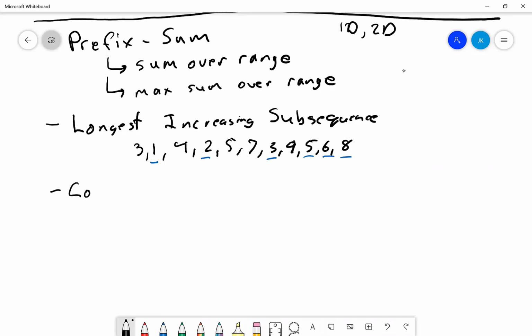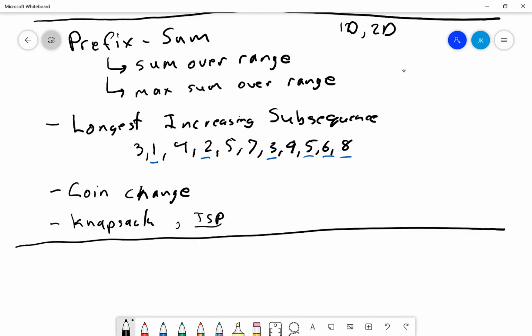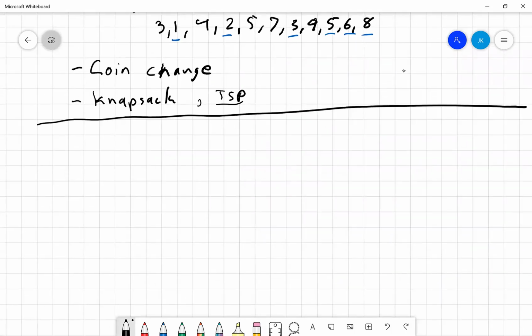We talked about coin change when we talked about greedy problems, but the more general form of coin change is a dynamic programming problem. And then there are versions of the knapsack problem, which is a nice classical problem, and even the traveling salesman problem, which I'll save for later when we talk about graphs. But I'll try to record some individual videos that illustrate how each of these things is an example of dynamic programming.